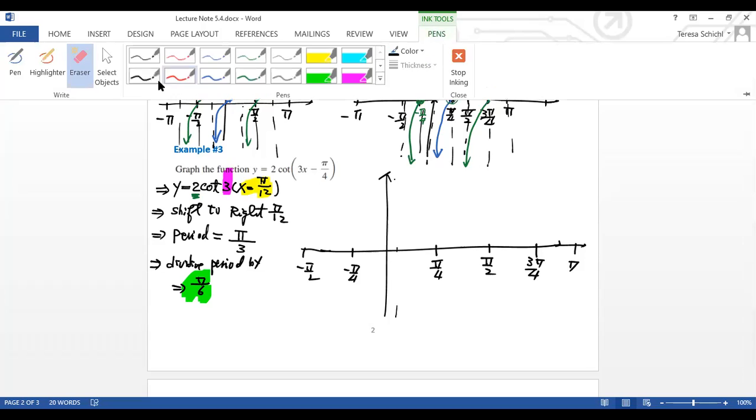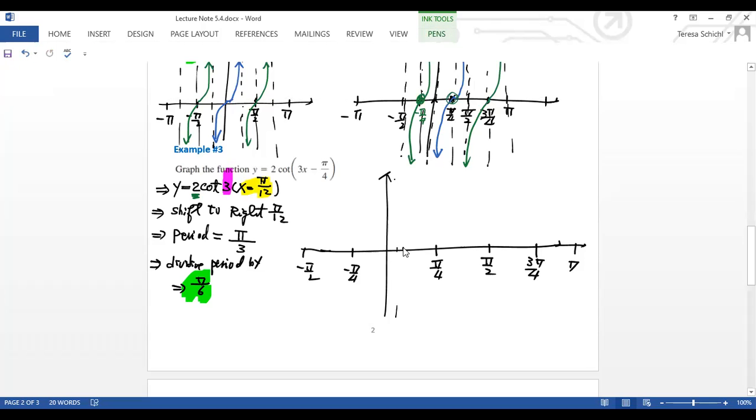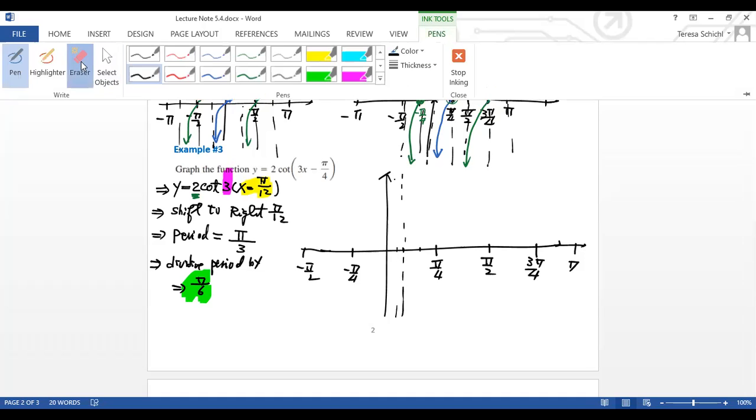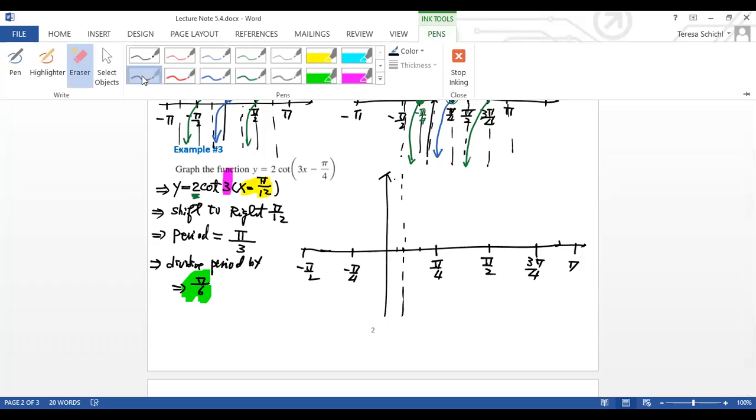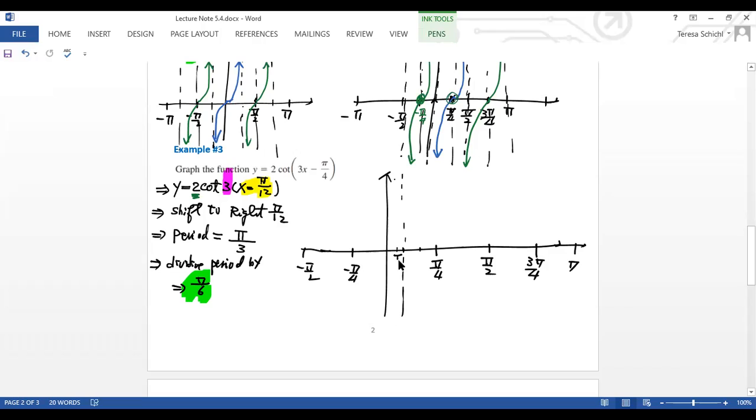Okay, so pi over 12. Maybe this one is better. So this is the point, it's pi over 12, so I know my graph has to start here. I divide by 2, so it's pi over 6.